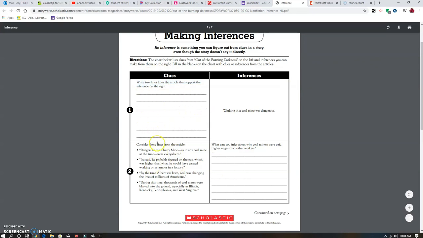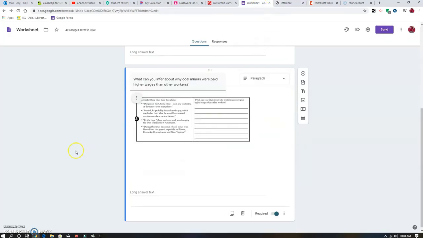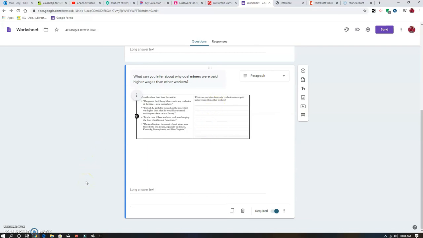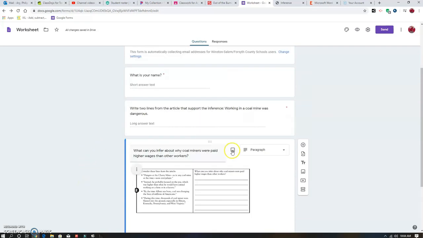Then the second one, I screenshotted it and posted it actually. So right here it's got all the lines that you need, and it says what can you infer about the coal miners, why the coal miners were paid higher wages than other workers, and your answer is going to go down here on the form. And that's what you would have written on that piece there. And that's it. You literally have 2 questions today on this story on making inferences.